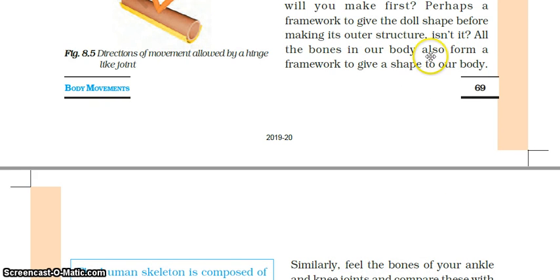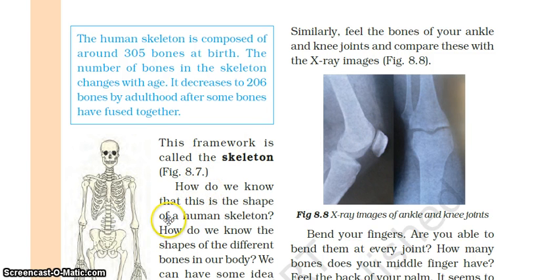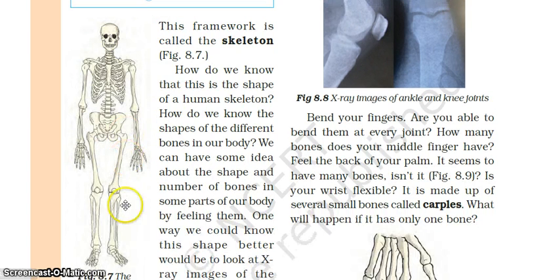All the bones in our body also form a framework to give a shape to our body, and this framework is called the skeletal system. This is the skeletal system. We know that it consists of bones and cartilage. The bones are hard and they are present in the skull, the backbone, the chest, the limbs, etc. And we also know that there are a total of 206 bones.